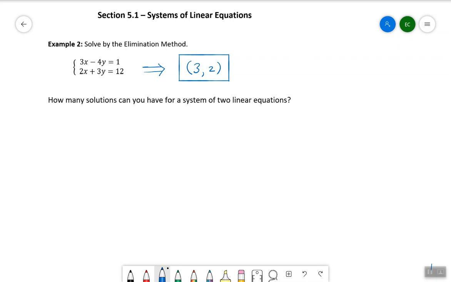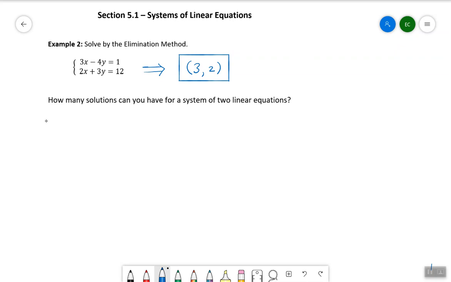So let's think about this problem graphically. The graph for each equation in the system is a line. And so the solution of the system is where the lines intersect. How many different ways can two lines intersect?